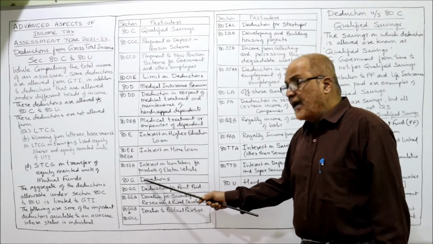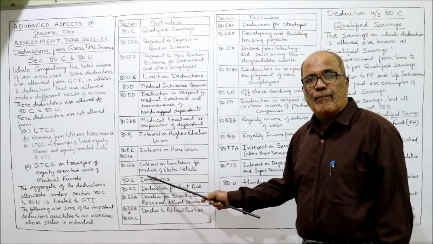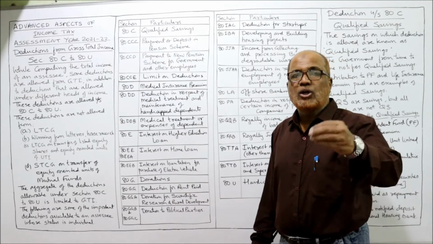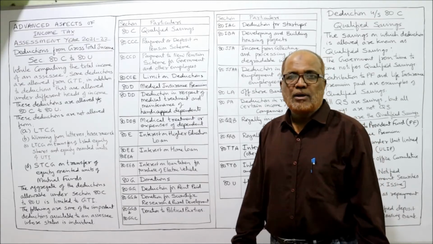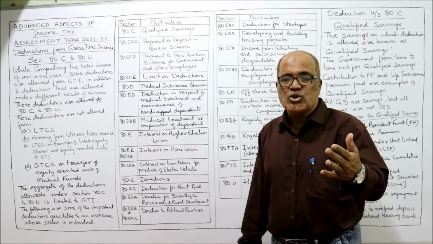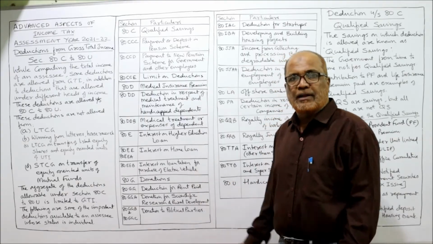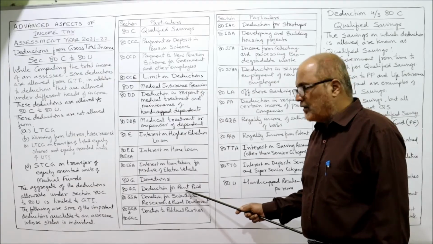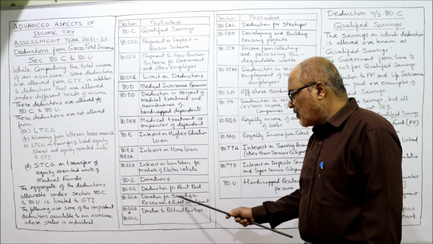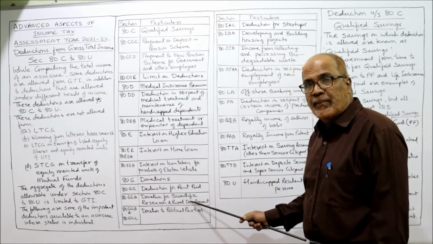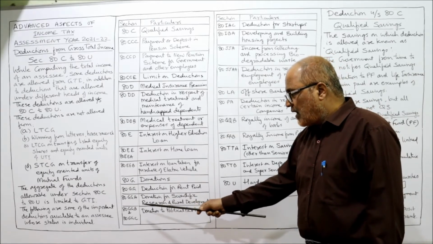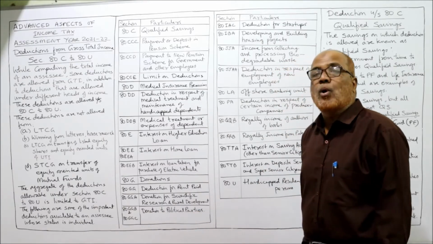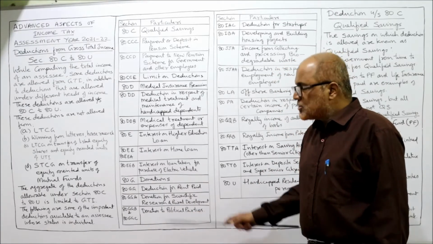Then 80G, also a most commonly applied deduction, donations. When an SSC has given a donation, deduction will be allowed. But to whom the donation should be given, I'll explain after completing this. Then 80GG, deduction for rent paid. 80GGA, donation for scientific research and rural development. These are donations given. And 80GGB and 80GGC, donations to political parties. So these are the deductions.